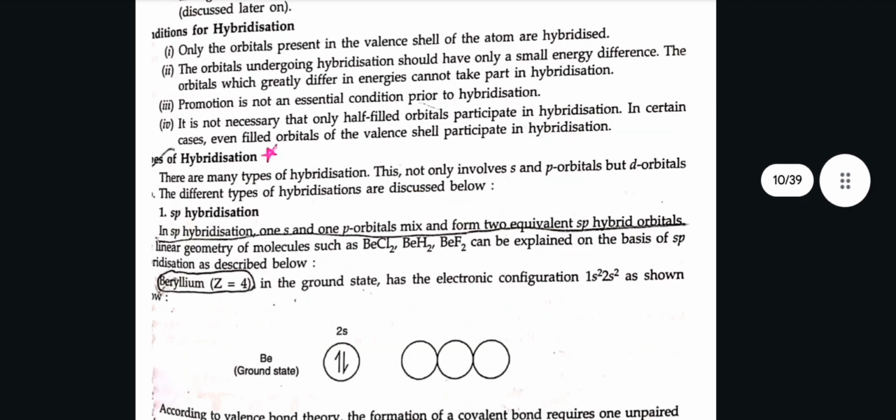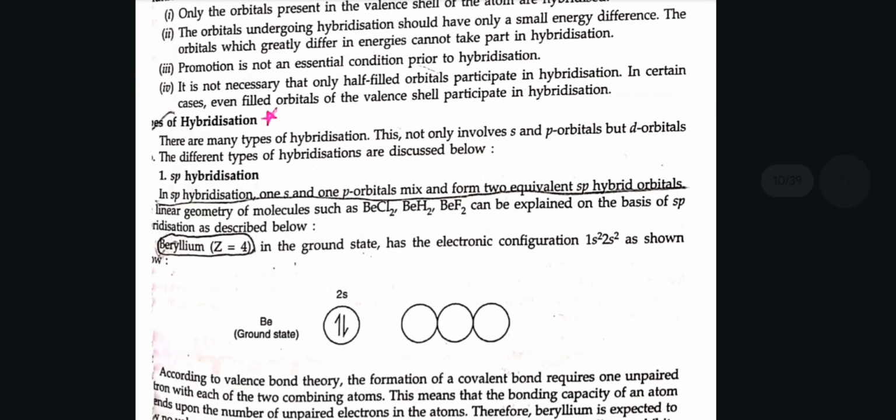Conditions for hybridization: Only the orbitals present in the valence shell of the atom are hybridized. The orbitals undergoing hybridization should have only a small energy difference. Orbitals which greatly differ in energy cannot take part in hybridization. Promotion is not an essential condition prior to hybridization. It is not necessary that only half-filled orbitals participate in hybridization. In certain cases, even filled orbitals of the valence shell participate in hybridization.